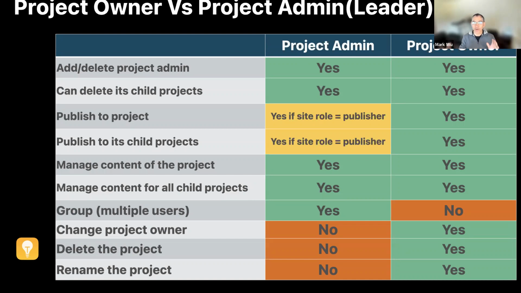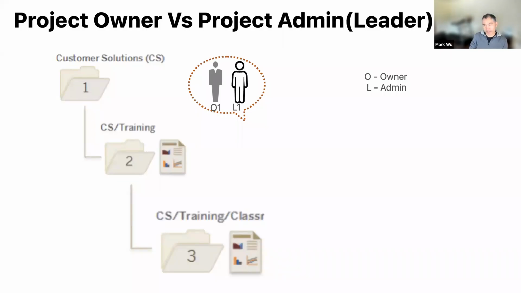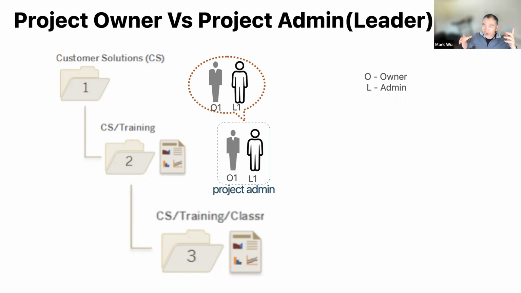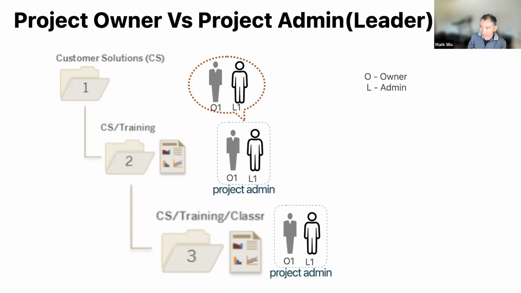This is my understanding of the difference between the project admin versus the project owner, and how it works. I'm going to dive a little bit more. Project owner, I call O. Project admins, I call L, used to be project leader. Let's say I have a user O1, owner 1, and a leader 1. When I create a subfolder, CS training, the parent-level leaders and owners automatically become the leaders, or admins, of the sub-projects, at all levels.